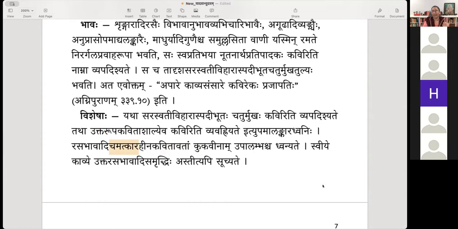Swiye kavye, now he comes to that. In his poetry, ukta rasa bhavadi samriddhi asti ityapi suchyate. The kavi Vedanta Desika also wants to point out that his poetry has all of these qualities. Suchyate nama punaha dhvanyate iti. Dhvanyate eva. Definitely. That is sollama solrathu, veiled modesty.